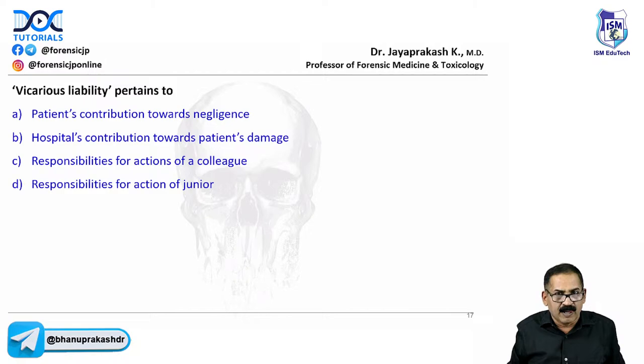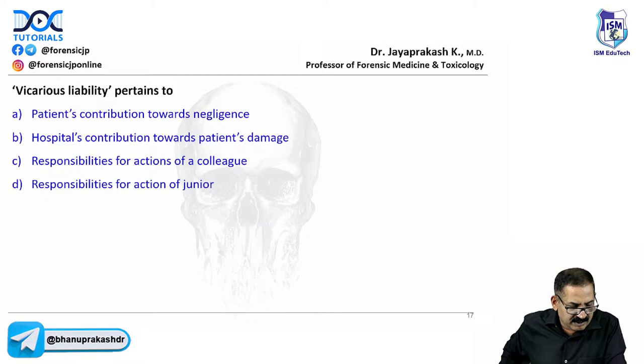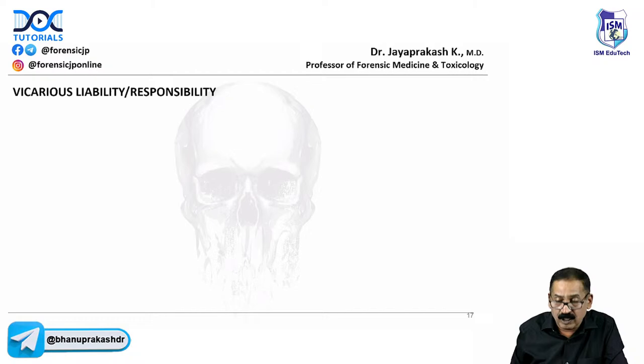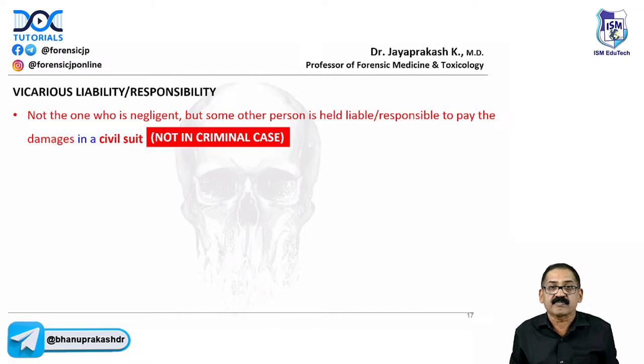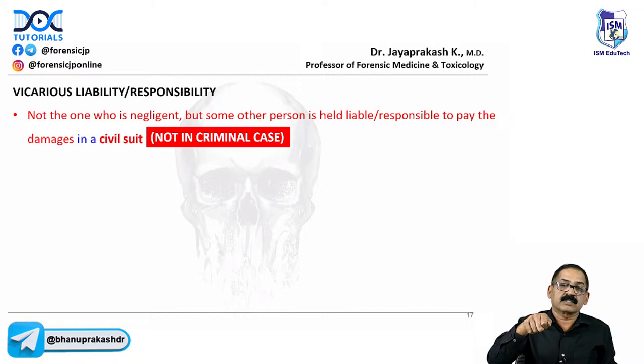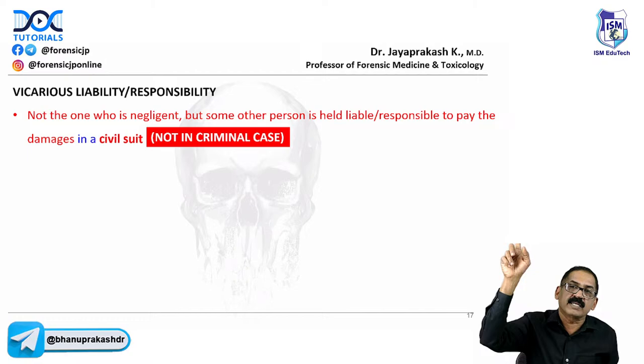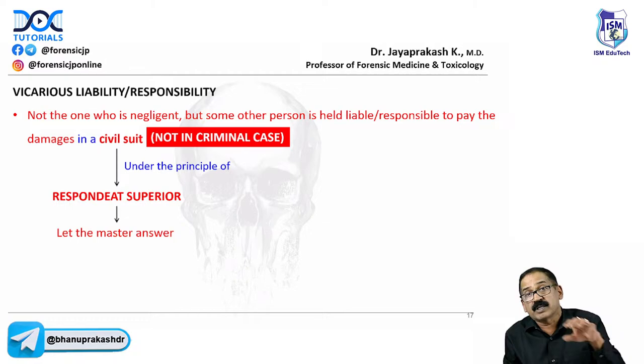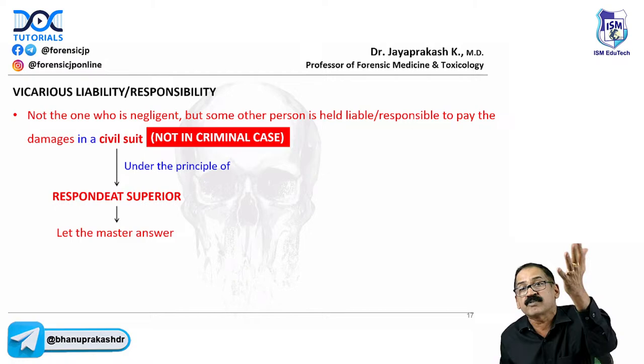Now here, already one student has answered D, Arindam Manna, D, discoidal fusion. D, you are wrong. Vicarious liability means that not the one who is negligent, but some other person is held responsible to pay the compensation in a civil case. I have done surgery, I showed negligence, but somebody else has to pay the money as compensation. Why? Under the principle of respondeat superior, meaning let the master answer. It comes whenever there is an employer-employee relationship; the employer is held responsible to pay for the employee's negligence. Pay for what? Pay compensation to the patient.